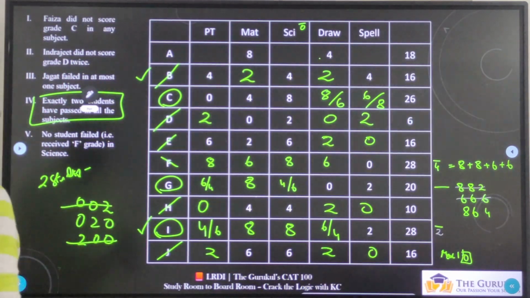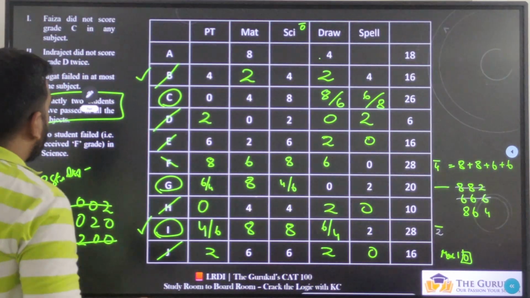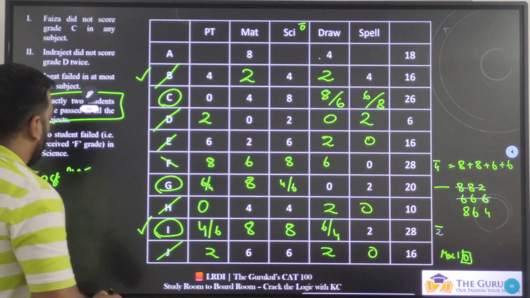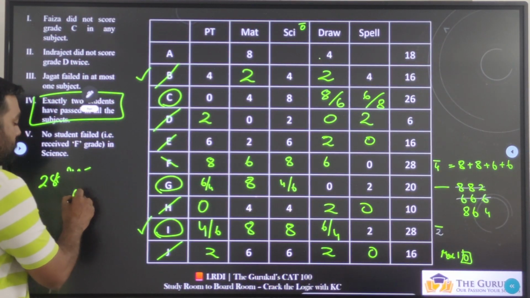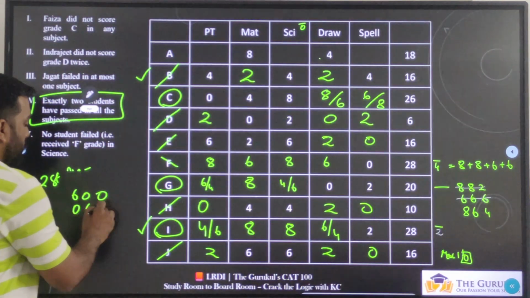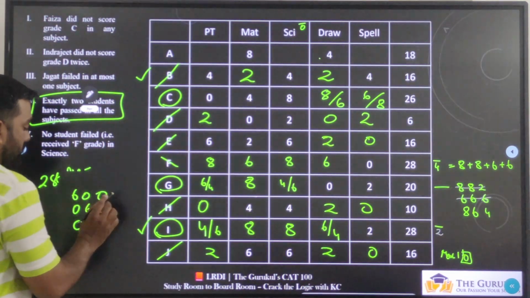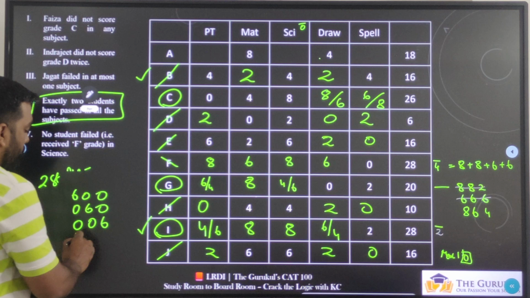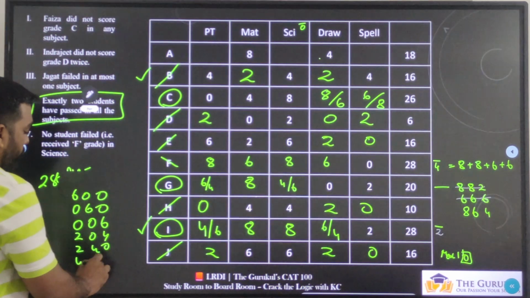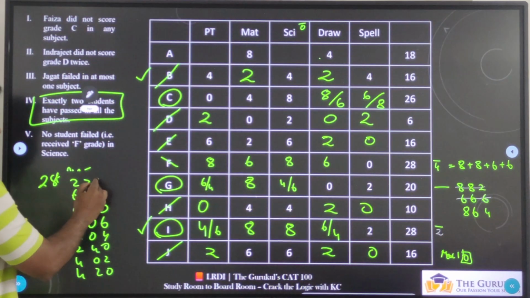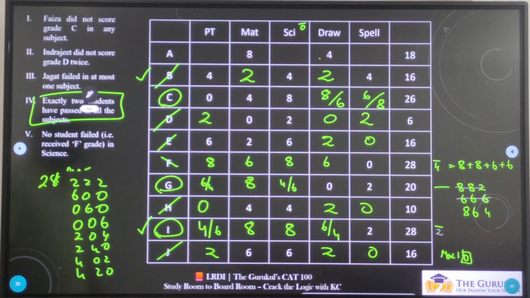Now 8 and 4, 12 is already completed. We need to have 6 as sum of 3 numbers. 6 as sum of 3 numbers will be 000, 060, 006. 3 are done. I can have 204, 240 and I can have 402, 420 or I can have 2, 2 and 2. These are the maximum things.